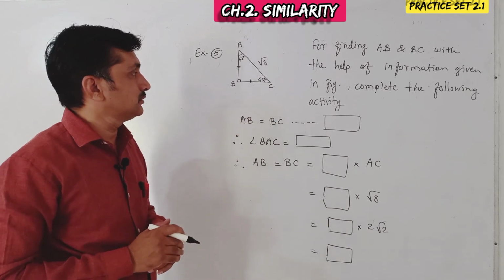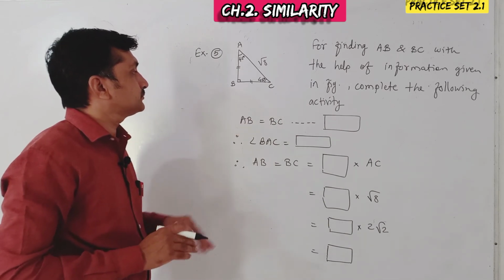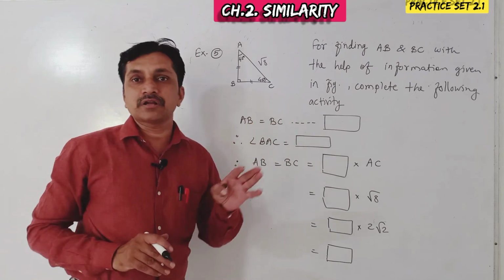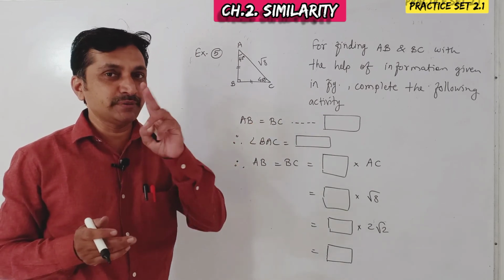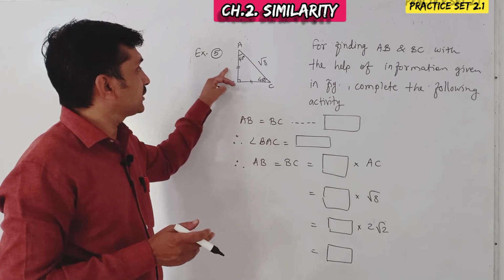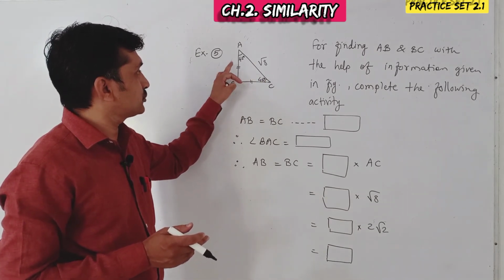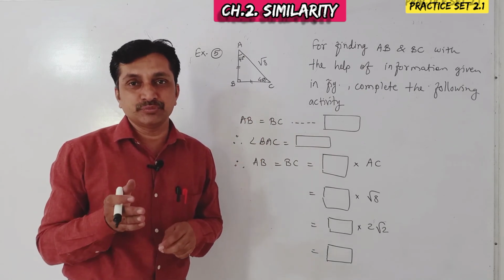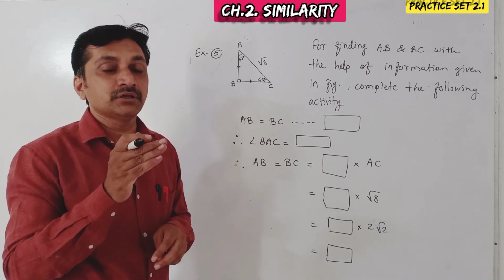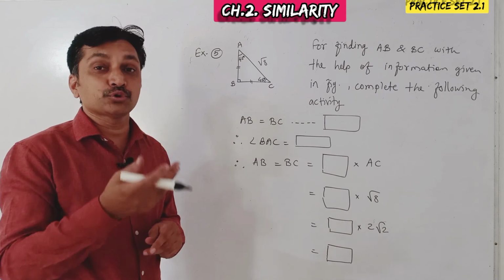And we know that in a 45, 45, 90 degree triangle, there will be two sides opposite to 45. Which two? AB and BC. AB is opposite to 45, BC is also opposite to 45. Then each of the perpendicular sides, those sides opposite to 45, is 1 upon root 2 times the hypotenuse. That is the property.